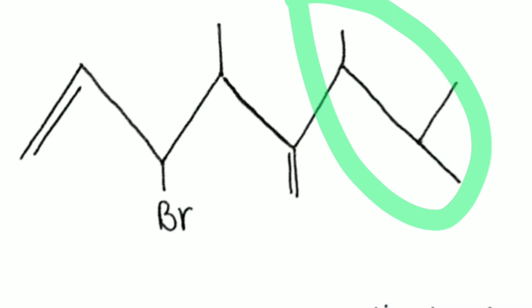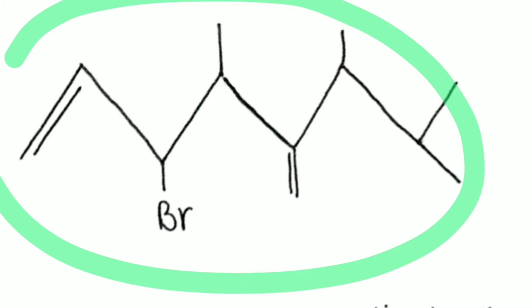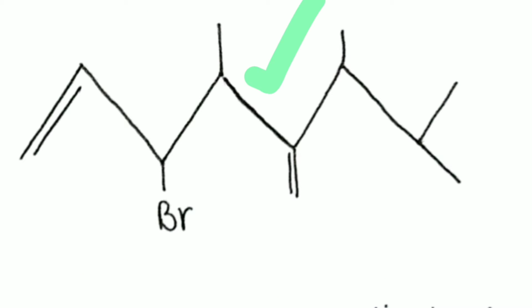Now we have to decide whether to start the numbering of this compound from the left hand side or the right hand side. So let's look at the lowest set of locants rule for that. We have locants as 1, 3, 4 and 5 from the left, and we have our locants as 1, 2, 3, 4 and 5 from the right. Whichever gives us the minimum locant at the point of difference, we'll start our numbering from that side.